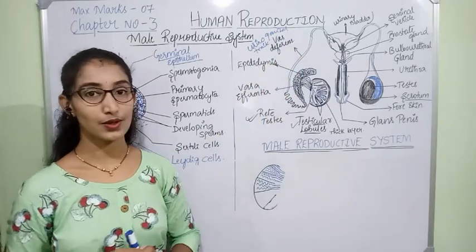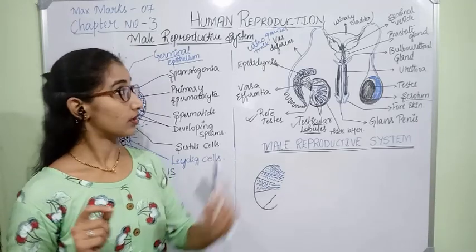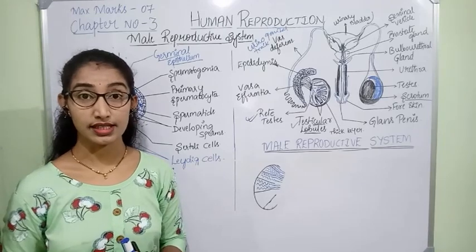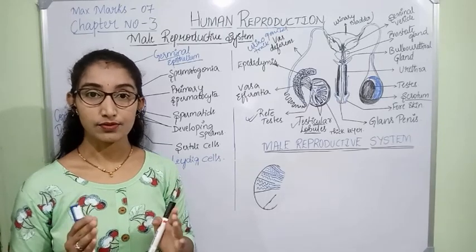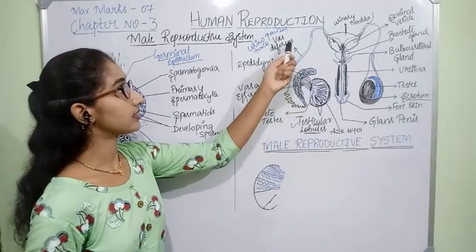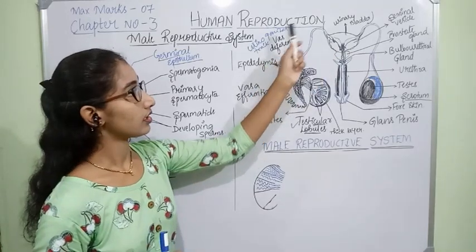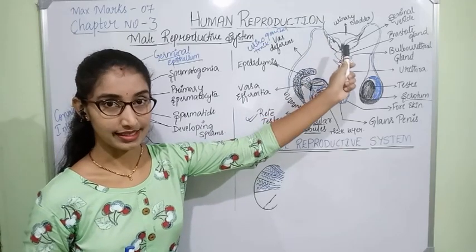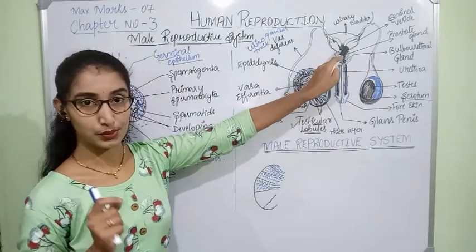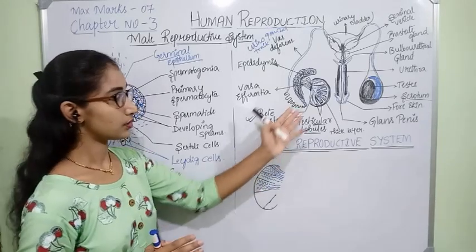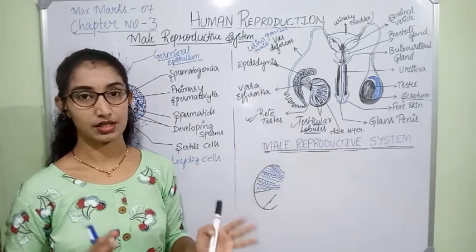Vasa deferens is also called the urinogenital tract. Why are we using that term? Because the same tract carries both the urine, as it is connected to the ureter, as well as the sperms during the time of reproduction.